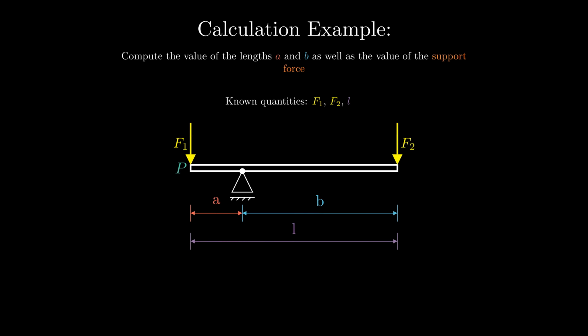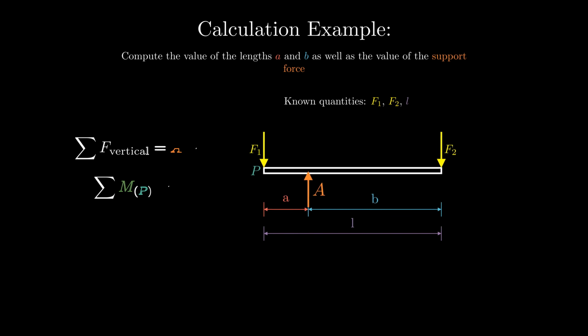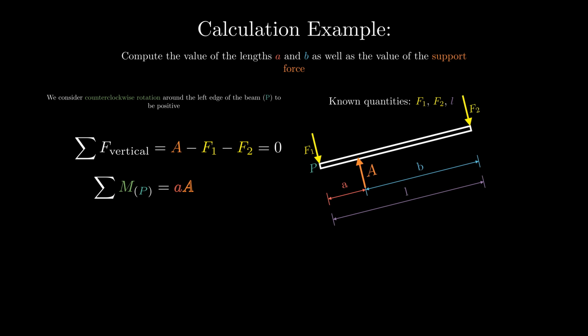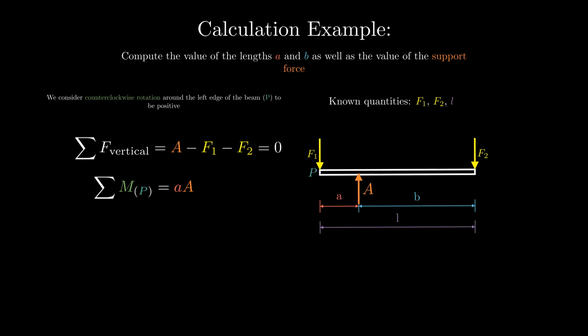We can now replace the symbol for the roller support in our sketch with the vertical reaction force that the support can accommodate. Next, we write down the equilibrium conditions for the static system. For the moment condition, we consider a counterclockwise rotation about point P to be positive. Force A rotates counterclockwise about point P. Therefore, we denote it as positive in our equation.